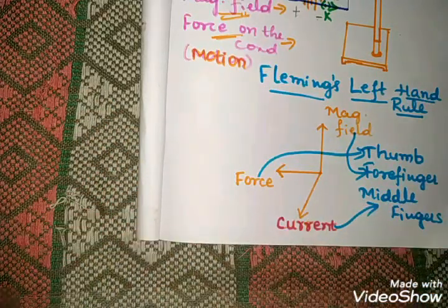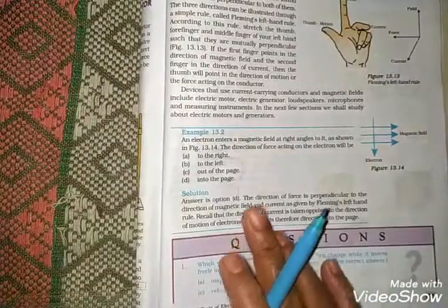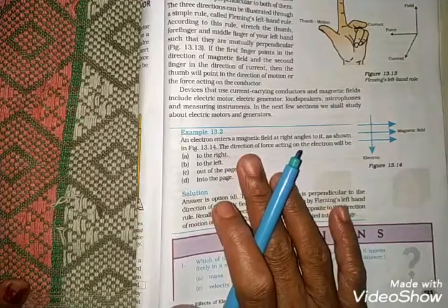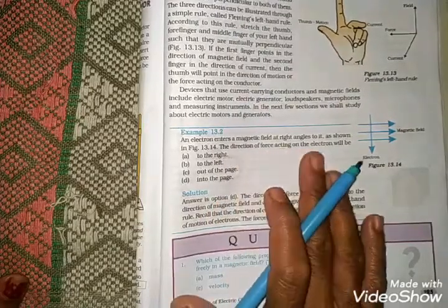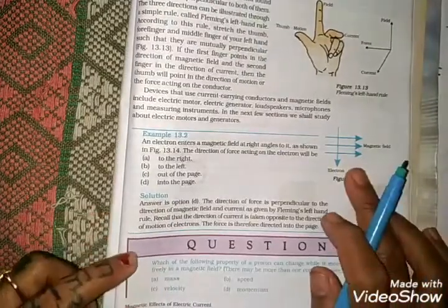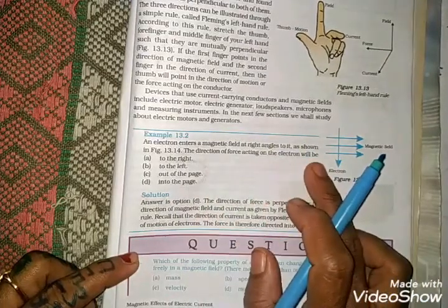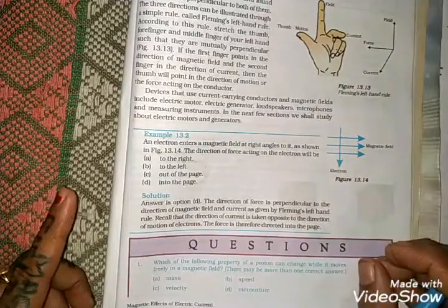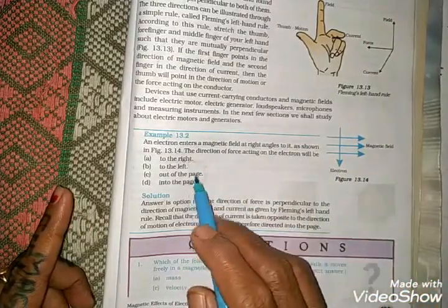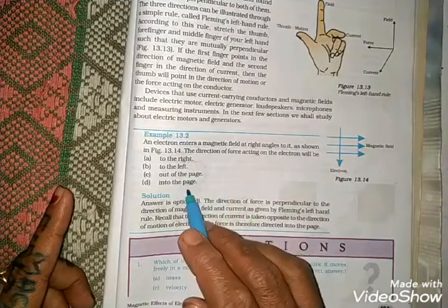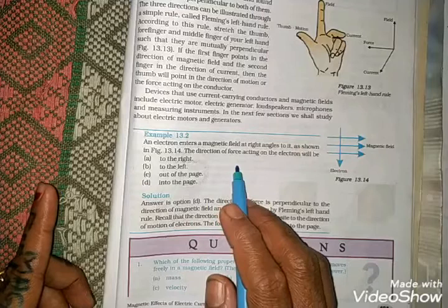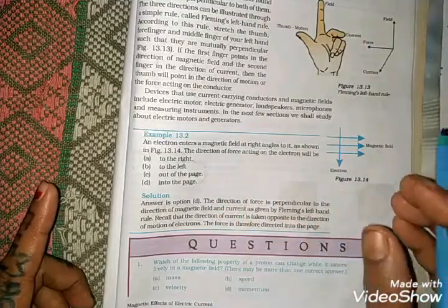So now let us try to solve one more problem given in the textbook to know the direction. See here, 13.2. An electron enters a magnetic field at right angles to it as shown in the figure. You can observe, children. The direction of force acting on the electron, the force experienced by the electron, you have to find out. Options are given: to the right, to the left, out of the page, into the page. In which direction will the force acting on the electron be? What is the question now?